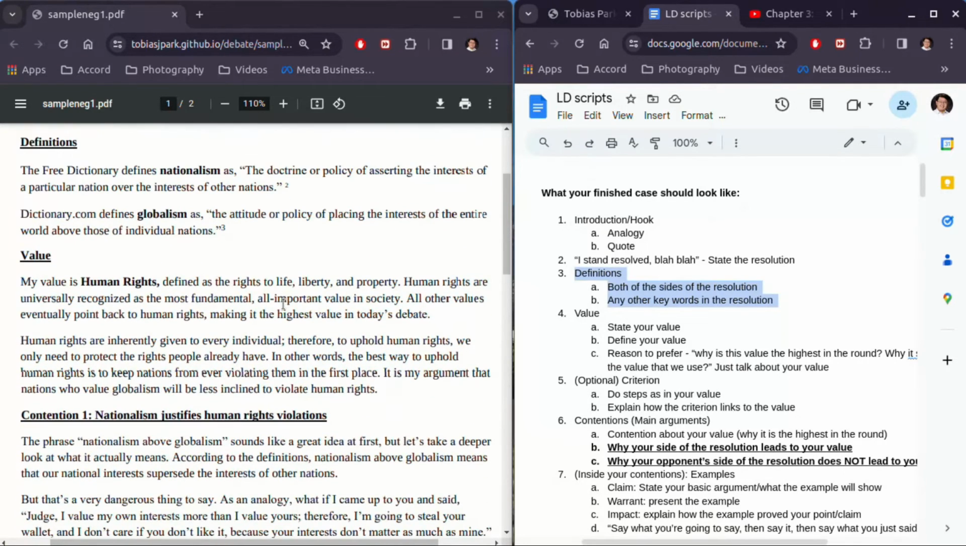And then I go into my value here. So I state my value. My value is human rights. I define my value. My value is defined as the rights to life, liberty, and property. And I give a reason to prefer, and I talk about my value and why it's important.